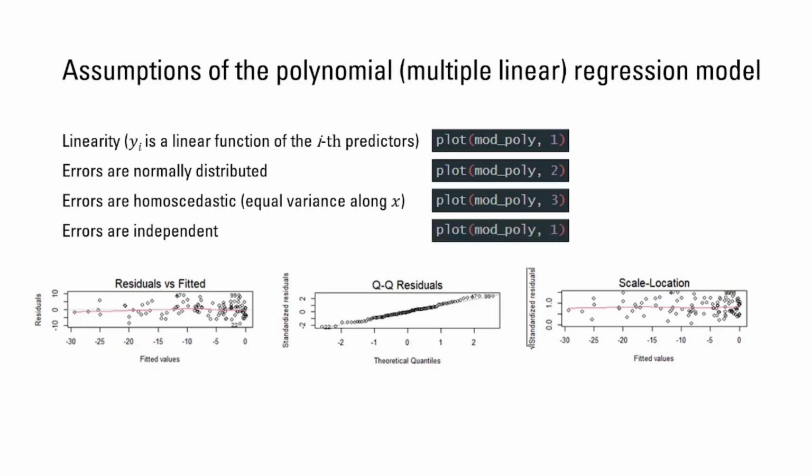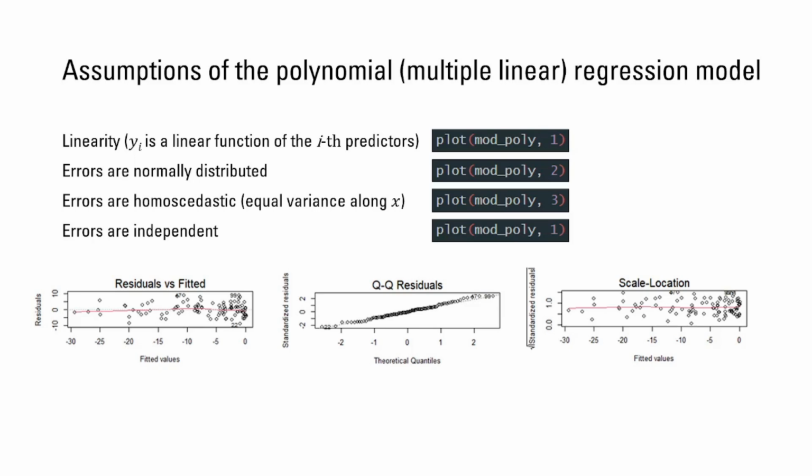Independence of errors can also be assessed using the first residuals versus fitted plot and is confirmed by a lack of discernible pattern or grouping in the data points, as is the case here. So for examples of diagnostic plots showing assumption violations, I encourage you to go and watch our earlier videos on checking the assumptions of a linear model, the link for which is provided at the end of this video.